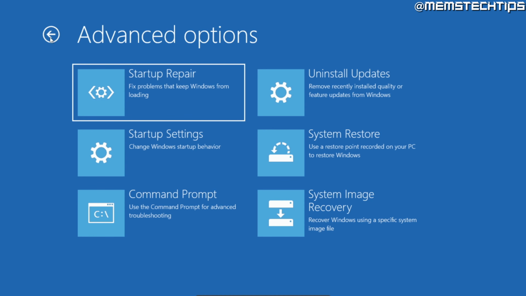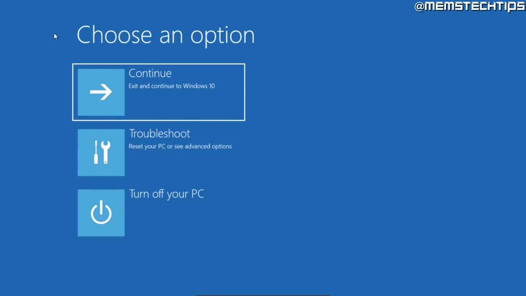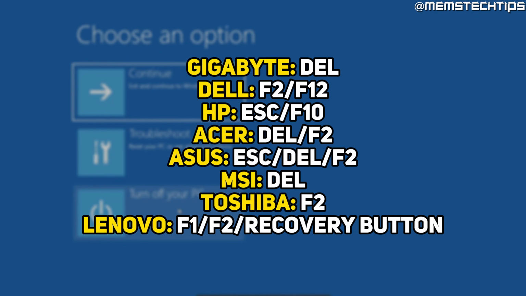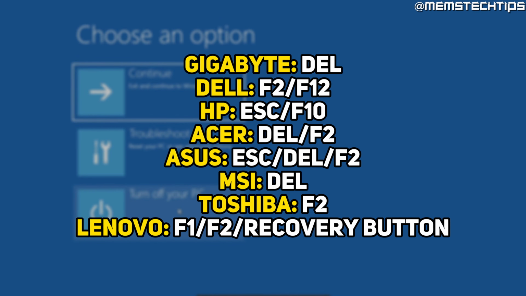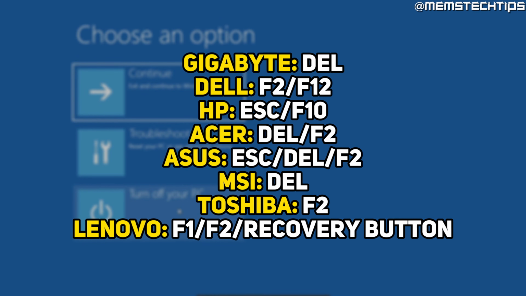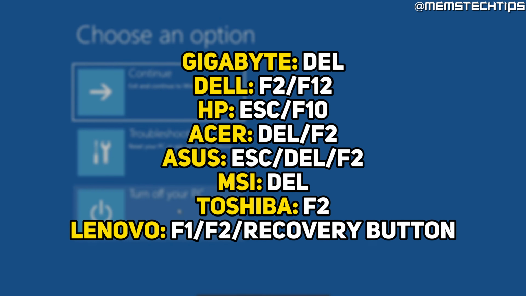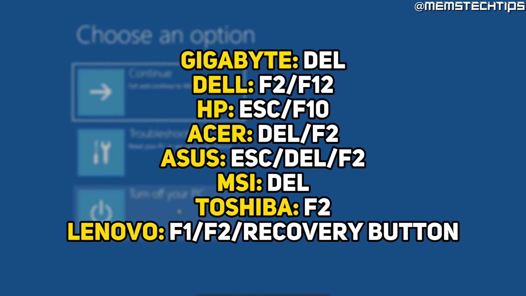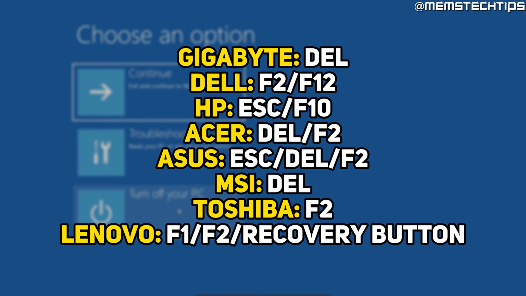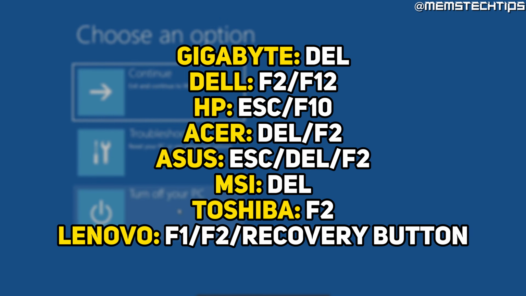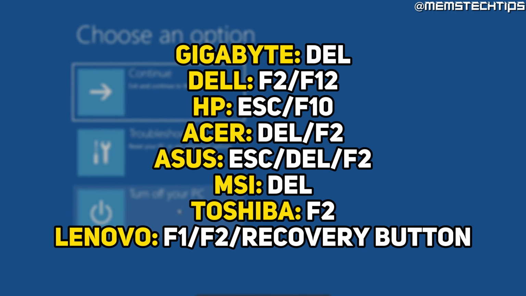So to do that, go back and go back again and then click on turn off your PC. And once your PC has turned off, you need to press the power button and then you need to press one of these keys on the keyboard. Depending on your motherboard or laptop manufacturer, you need to turn on your computer and then immediately press the key for your motherboard or laptop manufacturer. And you can see the most common keys to enter the BIOS on your screen now. And you just need to press that key repeatedly until you get to the BIOS of your computer.